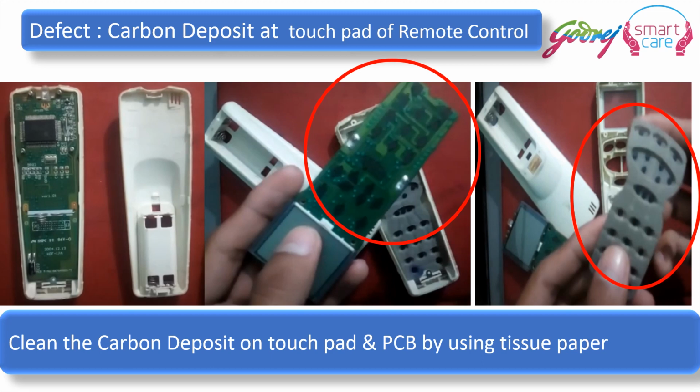So what we have to do is, we have to clean off the carbon deposits on this part of the PCBs, and we can do it by cleaning it with tissue paper, or by dipping some cotton in isopropyl alcohol and then cleaning the contacts thoroughly till the time all the carbon deposits have been removed.